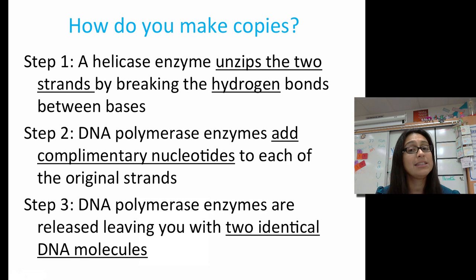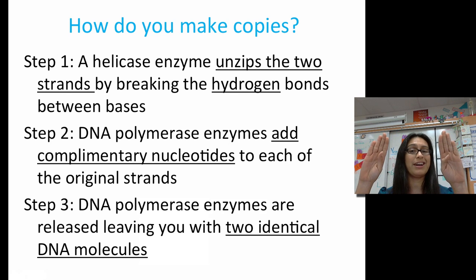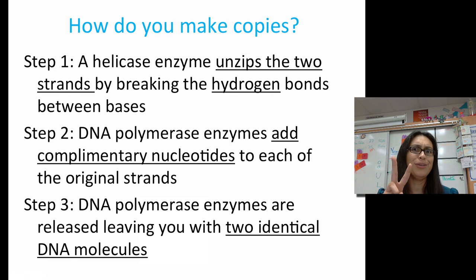Now we're going to use hand signals to help us remember these things. Okay, so we're going to use 2 hands to represent the 2 strands of DNA. So you have both strands of DNA. Step 1, helicase enzymes unzip the 2 strands by breaking the hydrogen bonds. Step 2, DNA polymerase adds new nucleotides to the old strands. Step 3, polymerase releases and you wind up with 2 identical DNA molecules. And that's the simplified steps of DNA replication that you're going to have to know.